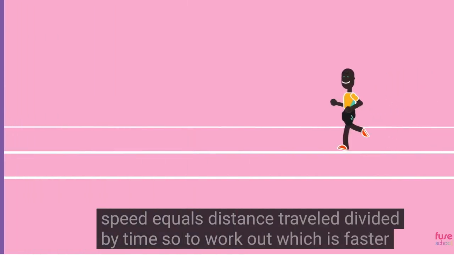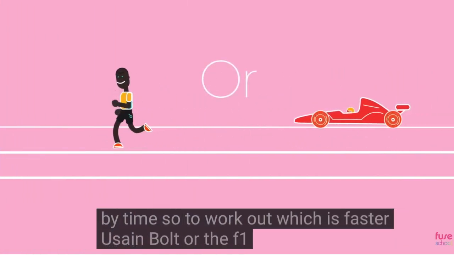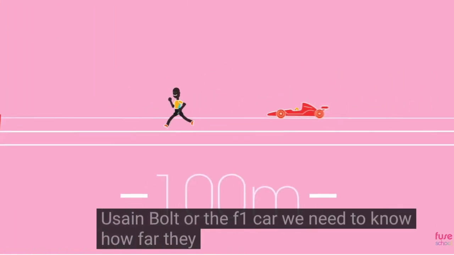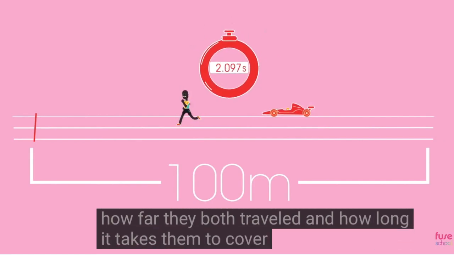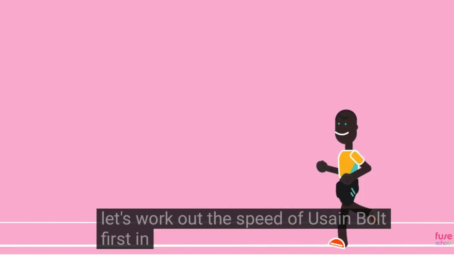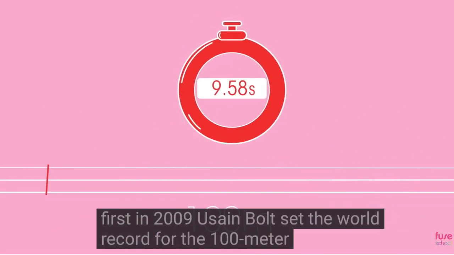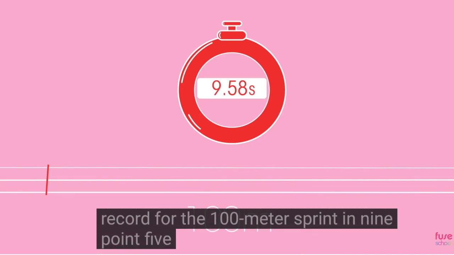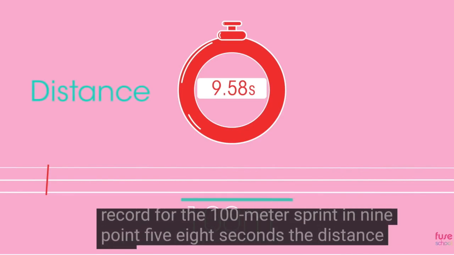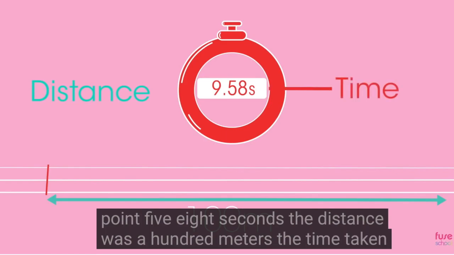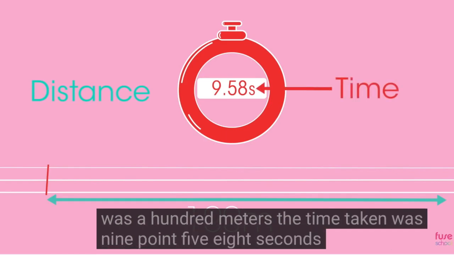So, to work out which is faster, Usain Bolt or the F1 car, we need to know how far they both travelled and how long it takes them to cover that distance. Let's work out the speed of Usain Bolt first. In 2009, Usain Bolt set the world record for the 100-metre sprint in 9.58 seconds. The distance was 100 metres. The time taken was 9.58 seconds.